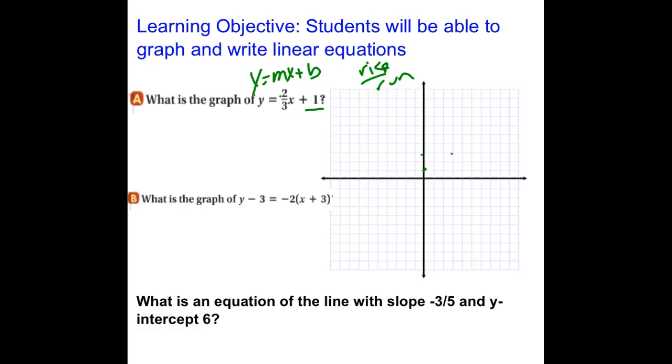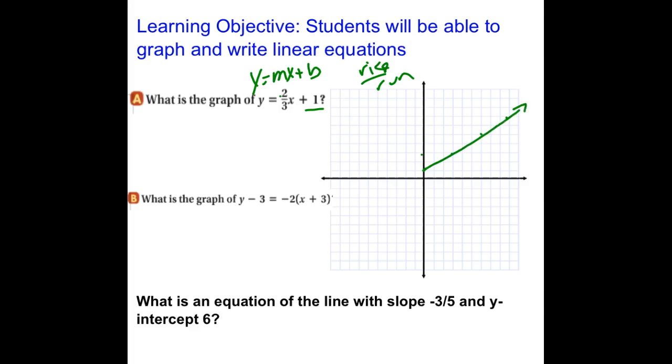We put a dot. Now, I like to put a few different dots so that I can get a better straight line, because I can't really draw a straight line very well. So I might go up 2 over 3 again, up 2 over 3, up 2 over 3, and I get these points to make my line.